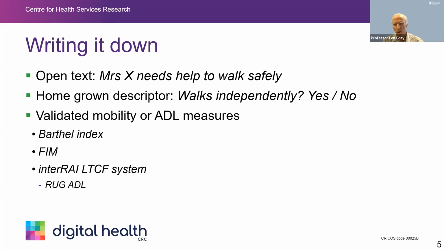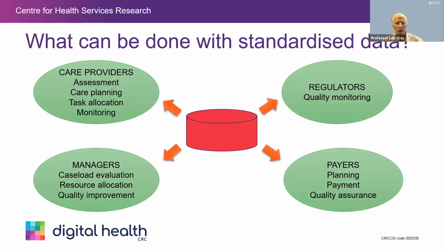So there's a whole lot of ways you can do this, and each of those approaches has some level of granularity, so it will give you more a sense of how the person performs and what help they need. So when you've got standardised data, and I've used mobility as a kind of exemplar, but we can think about continence, we can think about cognitive function, behaviours, we can talk about nutrition. There's a whole variety of these kind of phenomena that are really critical to the person's care.